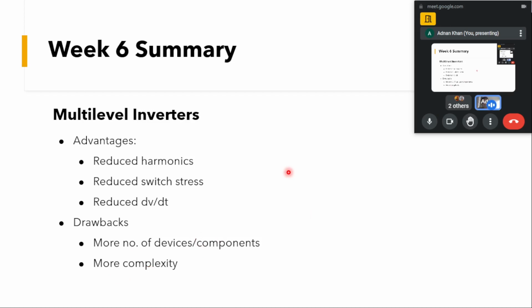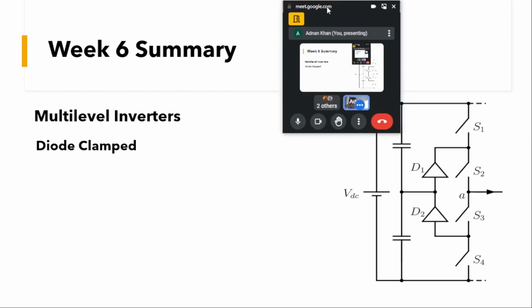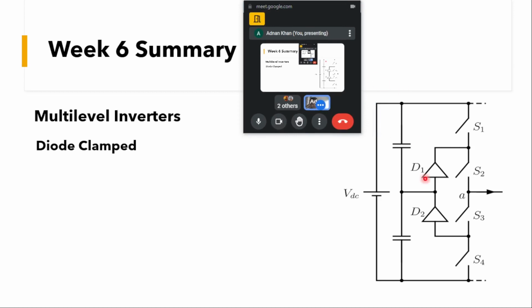So we'll be seeing some of the multi-level topologies. The first one we'll see is the diode clamped converter. Here we have four switches S1, S2, S3, S4, and the midpoint of S2 and S3 is connected through diode D1 and diode D2 to the midpoint of these two capacitors. The voltage across these two capacitors will be equal to VDC by 2.